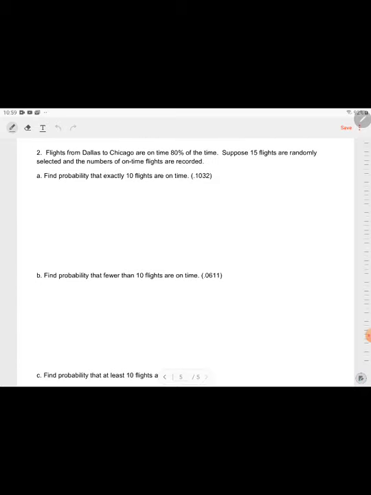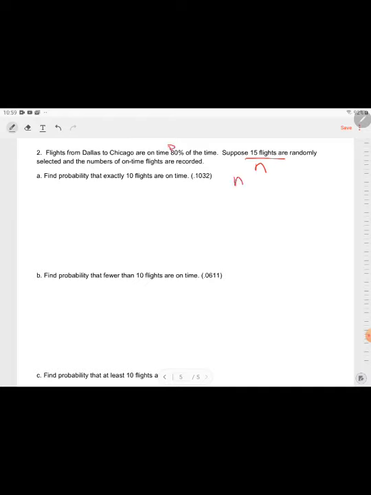All right, let's look at this one. Flights from Dallas to Chicago are on time 80% of the time. Suppose 15 flights are randomly selected and the number of on-time flights are recorded. So we're going to do a little bit more. I want to ask you about specific values now. So again, the 15 flights is N, and the 80% will be your P.